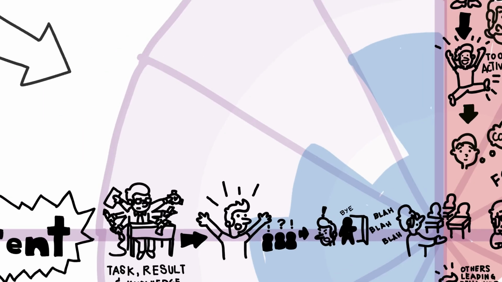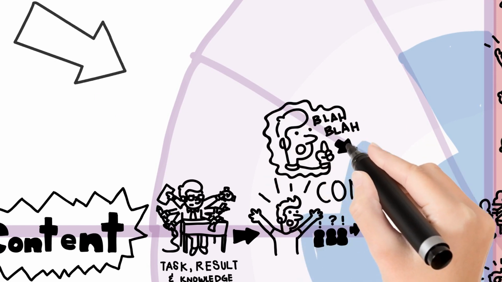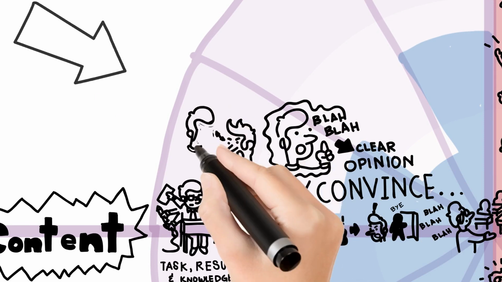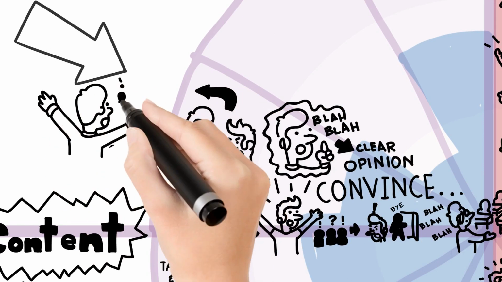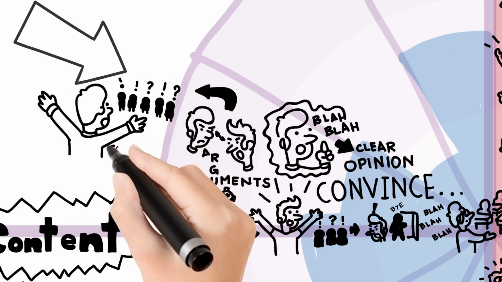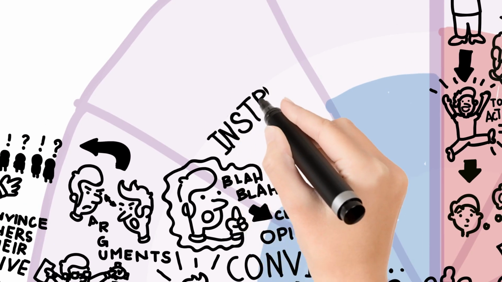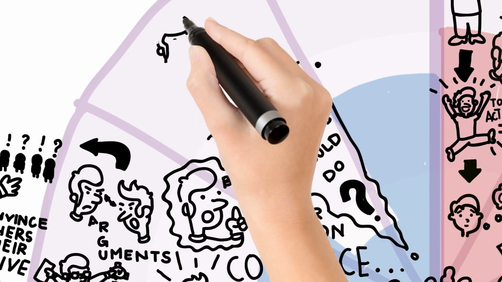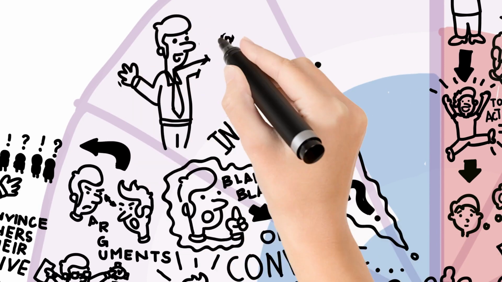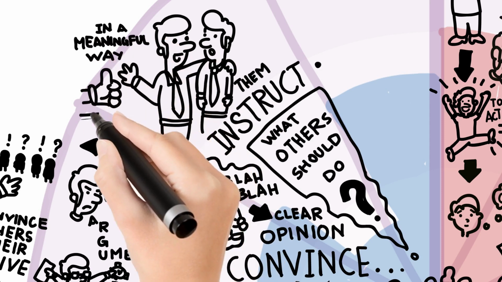On the opposite side of the spectrum is the influence style Convince. People who apply this style often are clear in their opinion. They are outspoken, and they make use of arguments to reinforce their position. They do their utmost to convince others of their perspective. Then we come to Instruct. The focus here is on what others should do to complete a task. You give detailed instructions to, for example, a new colleague who has little knowledge, instructing them in a meaningful way.